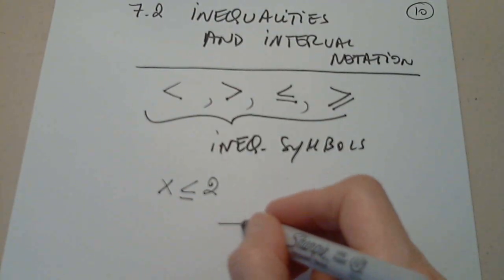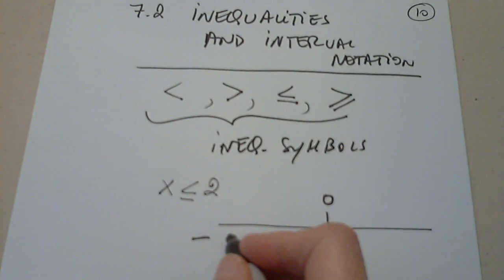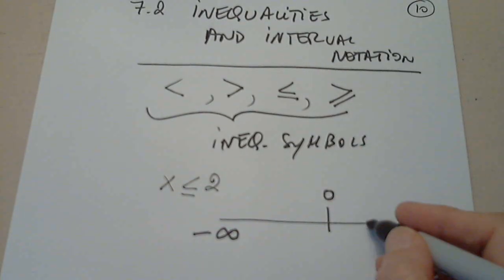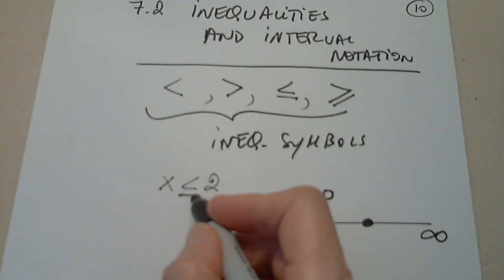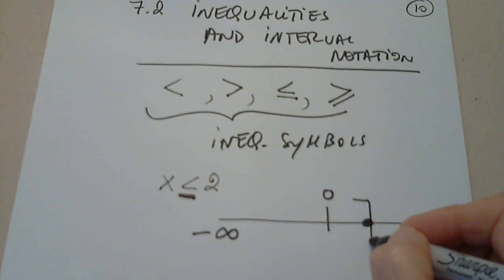This means on the real line, in the middle I have 0. On the far left I have negative infinity. On the far right I have positive infinity. 2 is to the right of 0. This is a full point. Why is it a full point? Because of the equal symbol. And the interval notation uses a bracket.